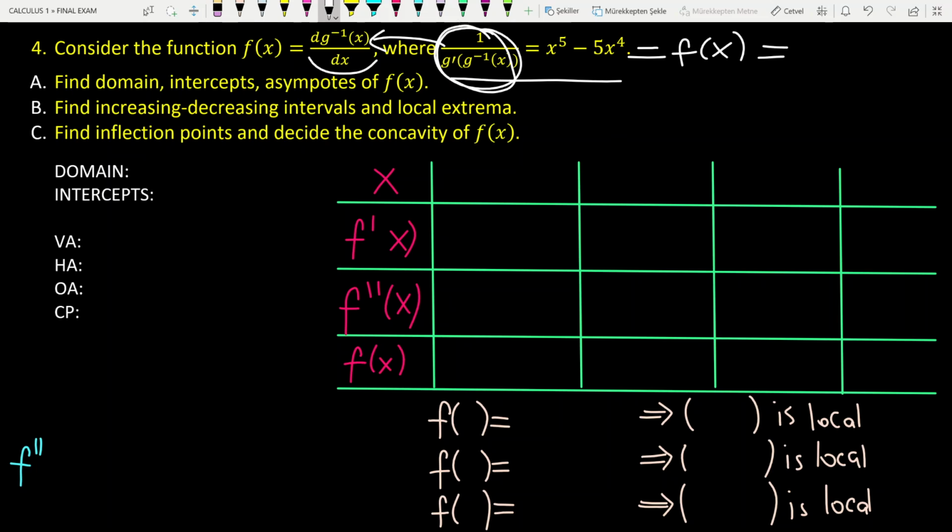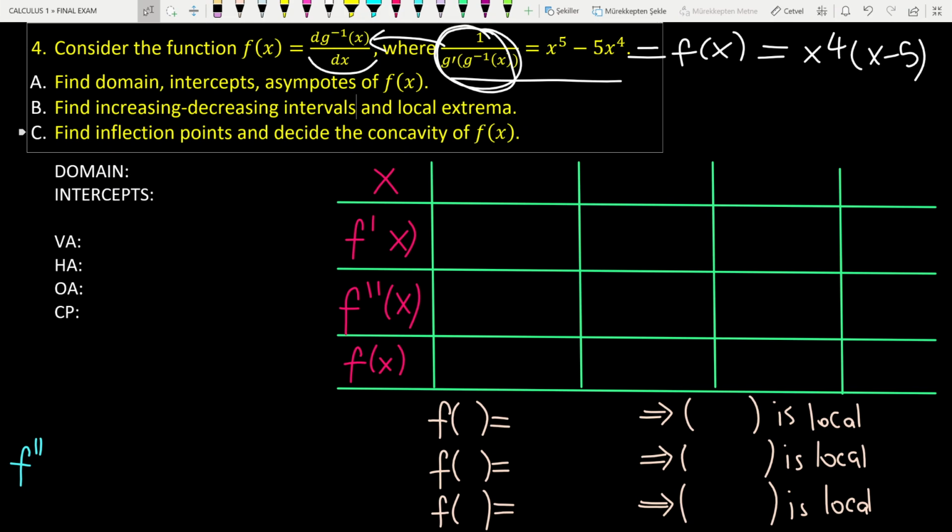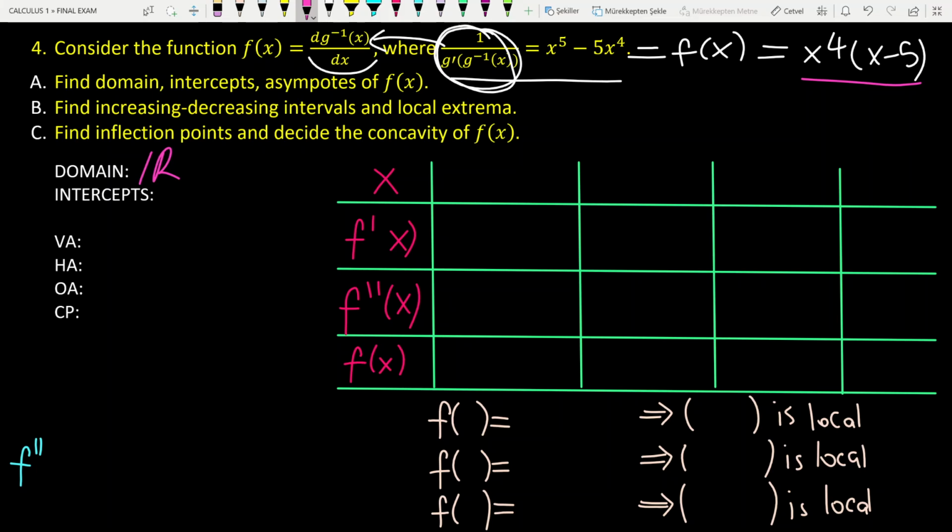Let me substitute f of x. Let me take the parentheses of x to the power 4 here. You have x minus 5. In this question, we need to find domain, intercepts, and asymptotes of the given function. We need to find increasing, decreasing intervals and extrema, and finally inflection points, and decide the concavity of the function. So let's start from the domain of the function. Since you have a polynomial, the domain is everywhere, all real line.